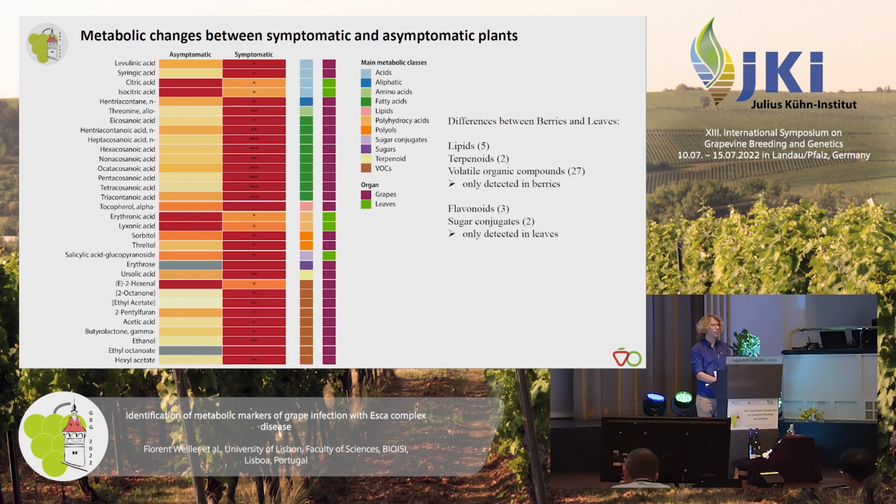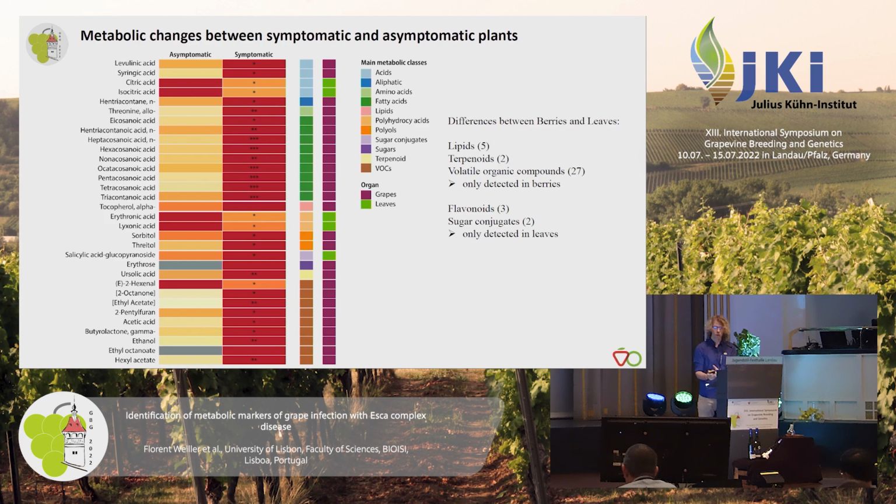Moving on from multivariate analysis, we looked into our samples metabolite by metabolite. The first take is we interestingly observed some difference between the berries and leaves, with some lipids, terpenoids, and volatile organic compounds that were only detected in the berries, while some flavonoids and sugar conjugates were only detected in leaves.